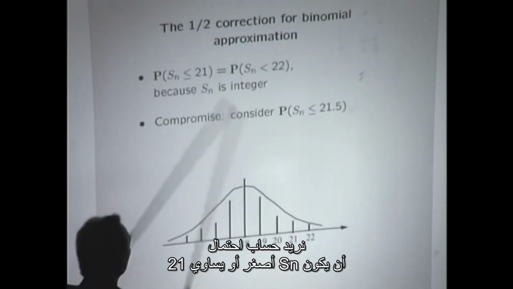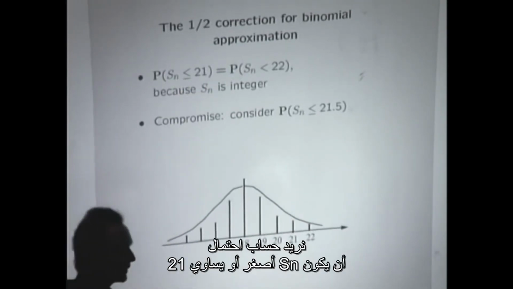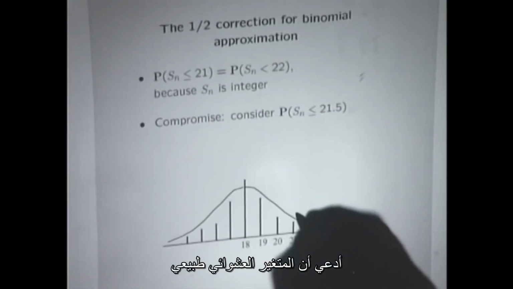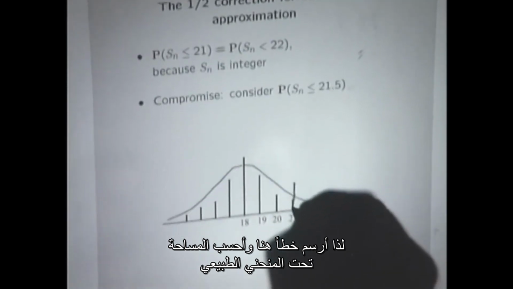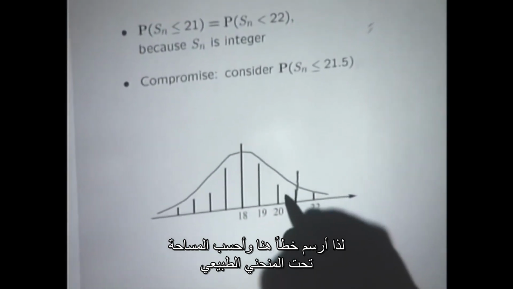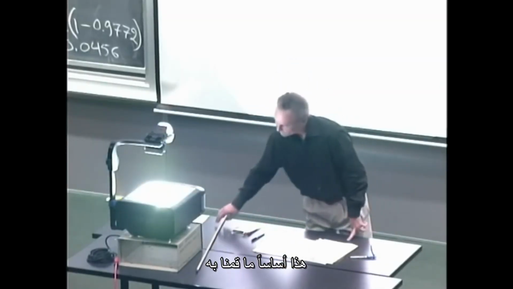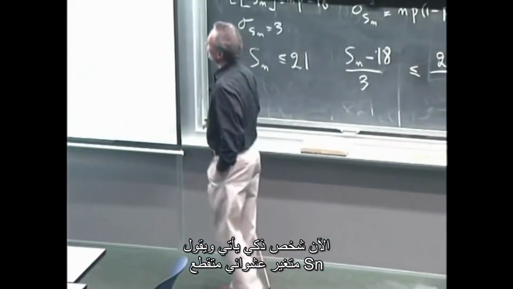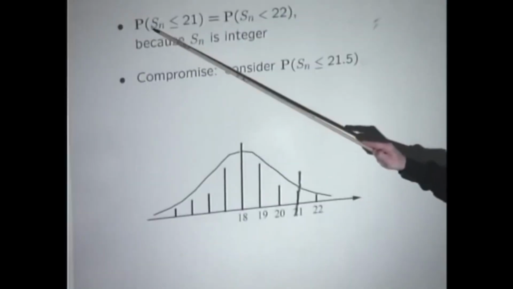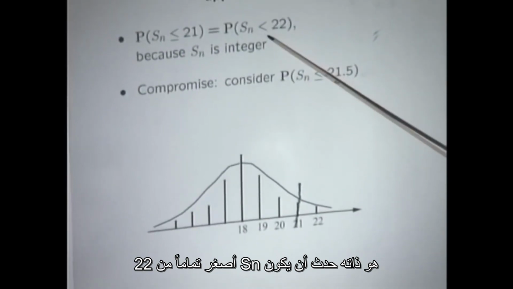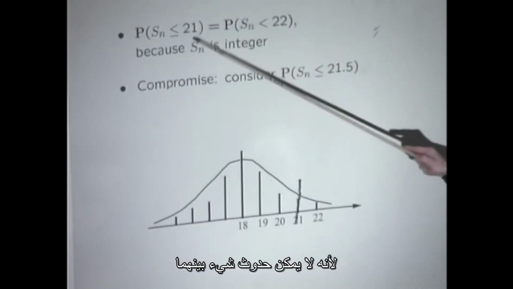We want to calculate the probability that Sn is less than or equal to 21. I pretend that my random variable is normal, so I draw a line here, and I calculate the area under the normal curve going up to 21. That's essentially what we did. Now a smart person comes around and says, Sn is a discrete random variable. So the event that Sn is less than or equal to 21 is the same as Sn being strictly less than 22, because nothing in between can happen.